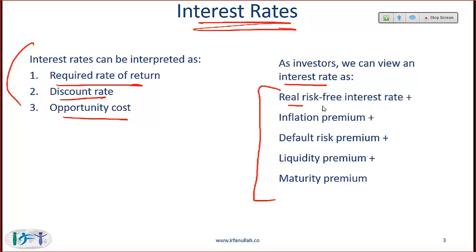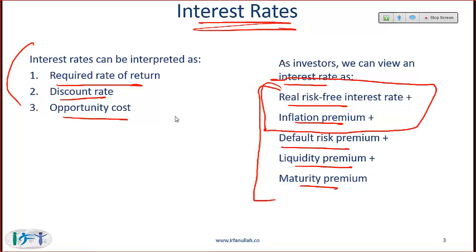Interest rate is the sum of the real risk-free rate plus an inflation premium plus the default risk premium, a liquidity premium, and maturity premium. So these are all different kinds of risks, and the interest rate on, let's say, a corporate bond would represent a summation of these various risks. This particular component, the real risk-free rate plus the inflation premium, is also referred to as the nominal interest.